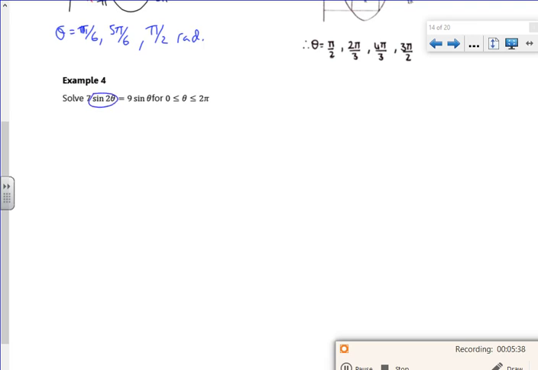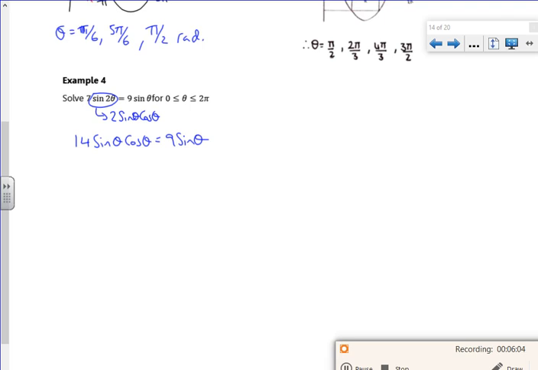So I've got sine 2 theta. So now I'm going to change sine 2 theta into 2 sine theta cos theta, because I remembered that one. So if I swap that, it's going to be 14 sine theta cos theta is 9 sine theta. Now I'm going to show you something where people go wrong. Do not do this, just watch this bit.